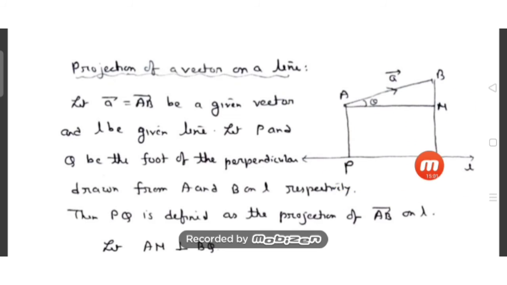And you see PQ. If I drop a perpendicular AM on BQ, then AM will be equal to PQ, because I want to form a triangle so that we can get the value of PQ. So PQ can be written as AM. And AM is the base of the triangle ABM, because this is perpendicular, so AB will be the hypotenuse. This angle theta is known. Theta is the angle made by the vector A bar with PQ.